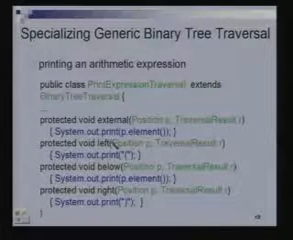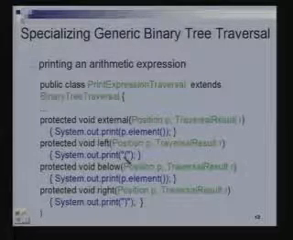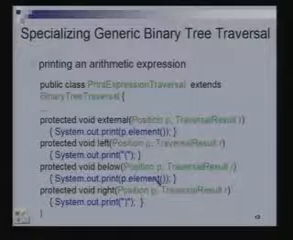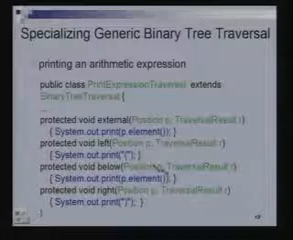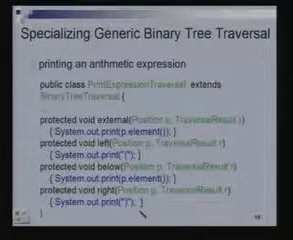When we touch a node from the left, we said we just print out a left bracket. When we touch a node from below, we just said that whatever is the operator in there, we just print that out, and that's exactly what we are doing. And when we touch it from the right, we just print out a right bracket.